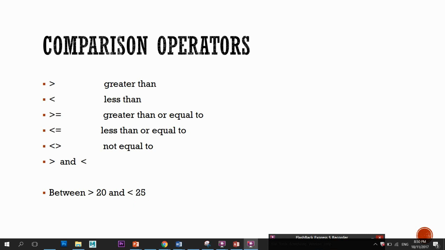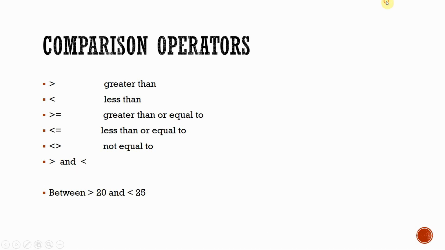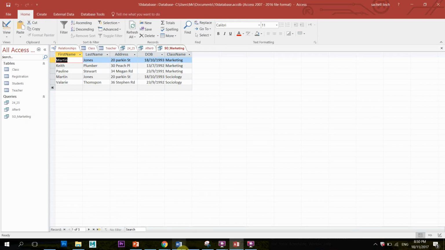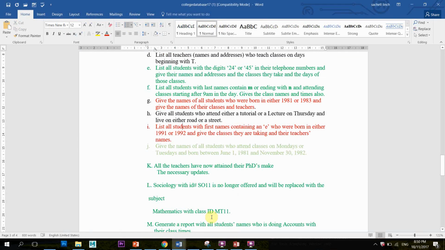So this is how you write the between. You will say between, greater than, but make sure you include your and. Okay, let's jump into Access and do some of those activities. So the first one we're going to do, give all the names of the students who were born either in 1981 or 1983, give the names of these classes.